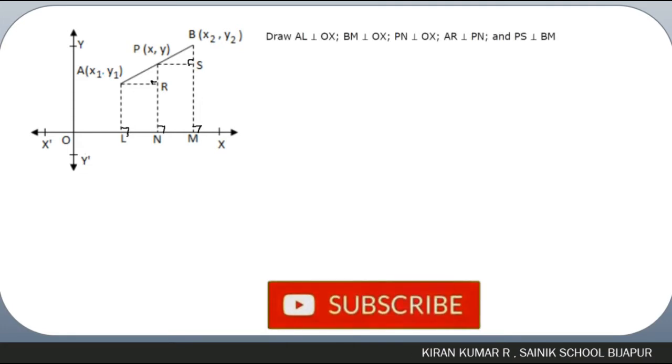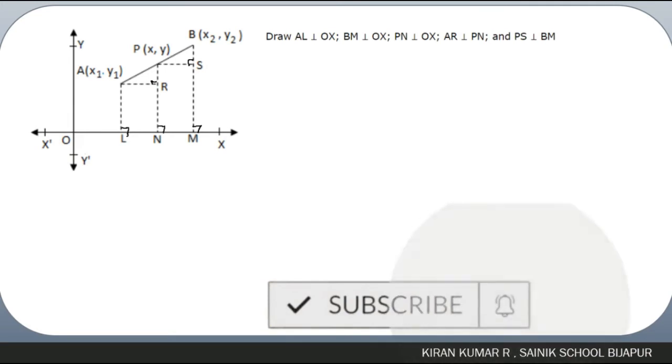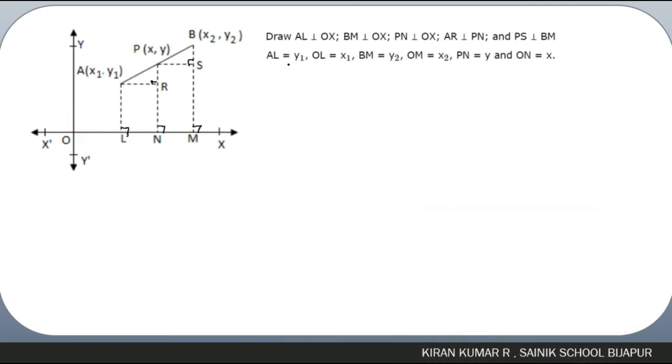This construction is made. According to the definition of coordinates, the length AL will be y1 units, the length BM will be y2 units, the length OM is x2 units, the length PN is y units, and the length ON is x units. The length OL is x1 units.